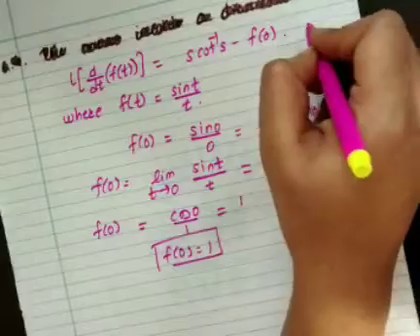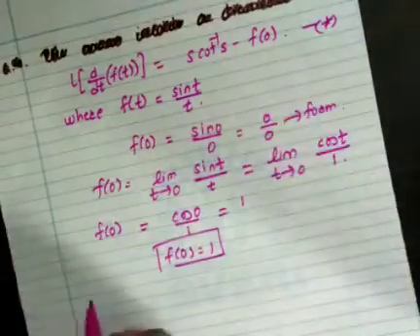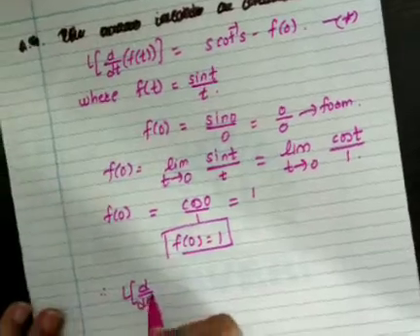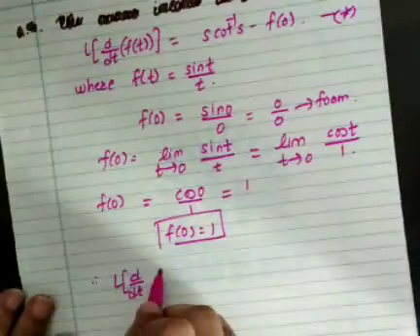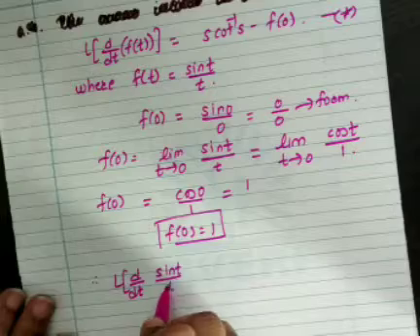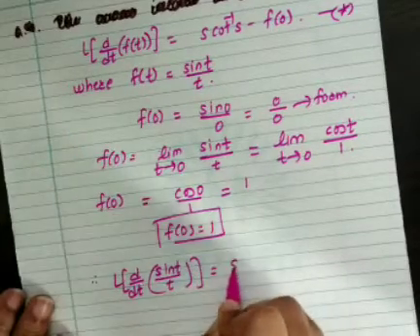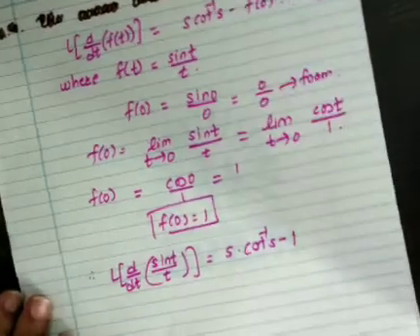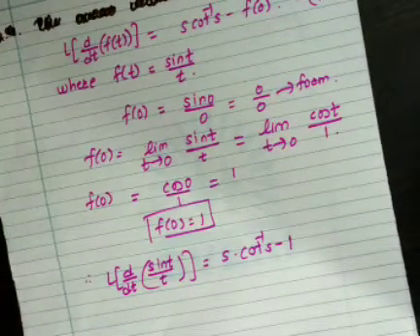Therefore, I'll write this as star. Therefore, the Laplace transform of the derivative d by dt of sin t upon t is s times cot inverse s minus 1, and that will be the answer.